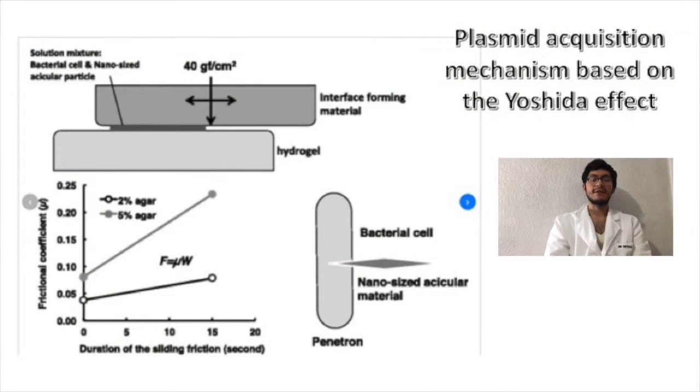Another example is the plasmid acquisition mechanism based on the Yoshida effect. When a colloidal solution containing nano-sized acicular material and bacterial cells is stimulated by sliding friction at the interface between a hydrogel and an interface-forming material, the frictional coefficient increases rapidly, and the nano-sized acicular material and bacterial cells form a chestnut burr-shaped complex. This complex increases in size and penetrates the bacterial cells, thereby forming a penetration intermediate, due to the driving force derived from the sliding friction.